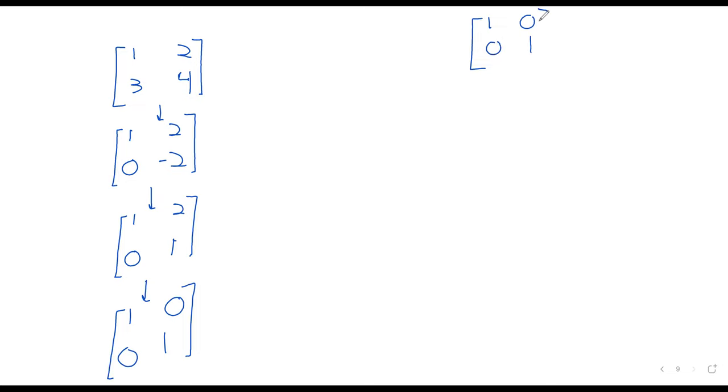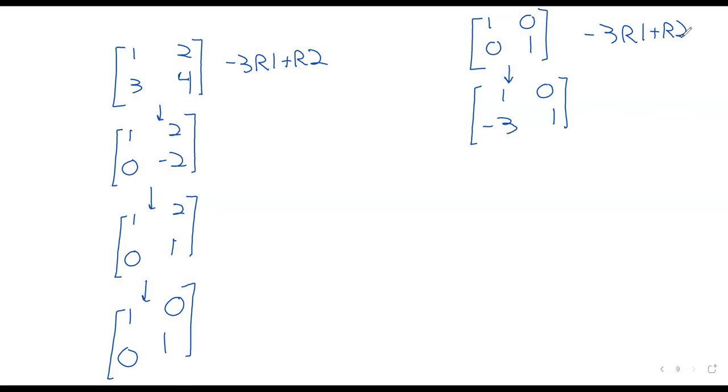Now to find the inverse, and we'll see a way to do this on our calculator, but for illustrative purposes, the first thing we did here was take the first row, multiply it by negative three, and add it to the second row. So here, if we take the first row and multiply it by negative three and add it to the second row, here's what we get.